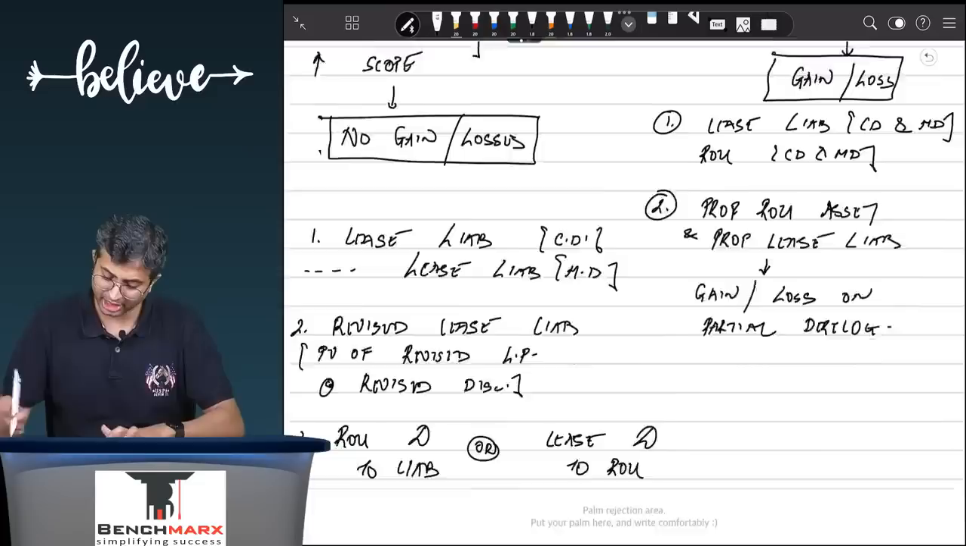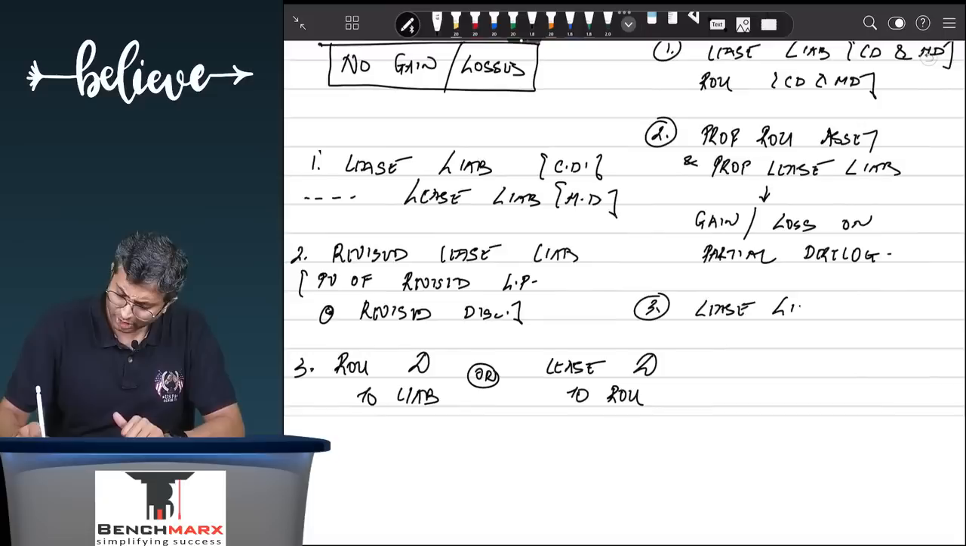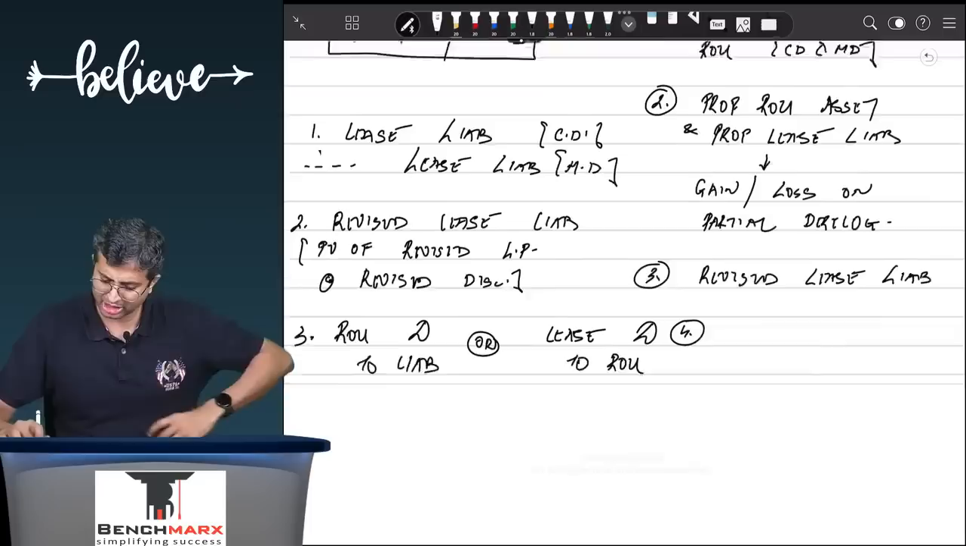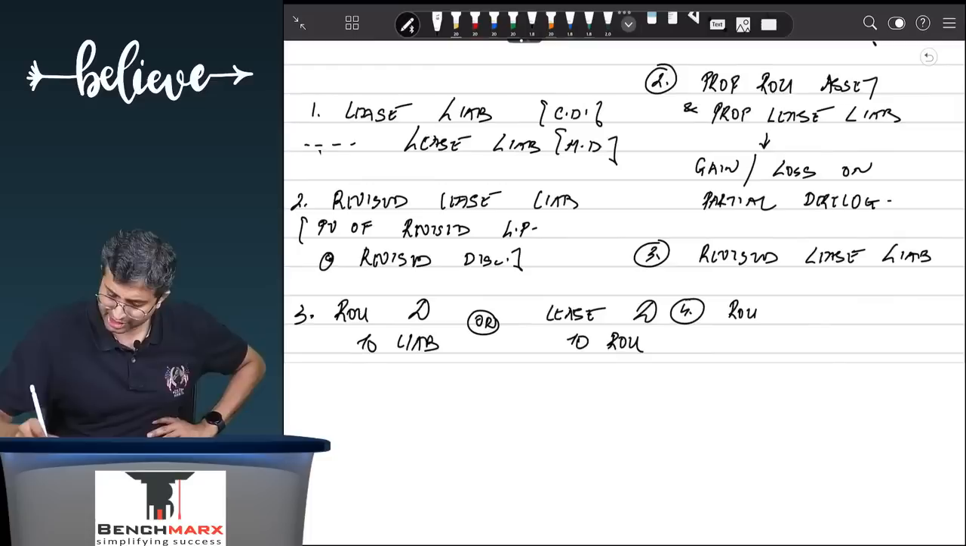The third step, you will compare the lease liability. You will find the revised lease liability, again based on the revised terms, using the revised discounting rate, and you will adjust the ROU asset and the lease liability. ROU asset debit to liability, or liability debit based on the revised terms to ROU, depending.